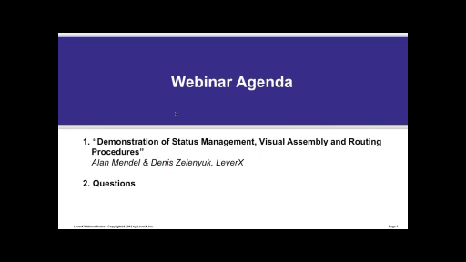Our agenda will proceed as outlined. We'll first focus on a demonstration of status management, visual assembly, and routing procedures, leveraging product variants as part of status management, visual assembly in conjunction with routing procedures, and facilitating the creation of manufacturing bill of material. First, you'll receive an overview of the demo by myself, and then I'll turn the time over to Dennis for the actual demonstration. If time permits, we'll also entertain some questions from the audience.